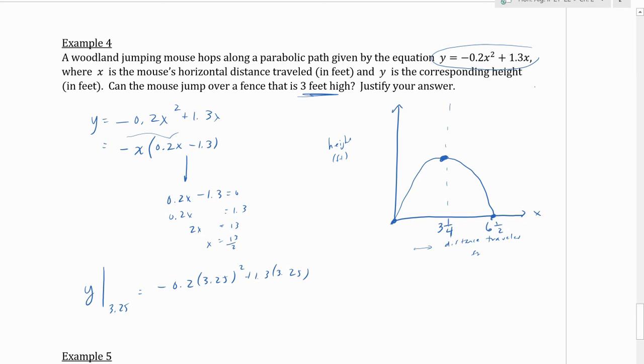Oh, I don't feel like doing this by hand. I don't have my calculator out. Ugh, I have to use the phone calculator. Let's see, 3.25. Square that, multiply it by 0.2. All right, so here's negative 2.1125 plus 1.3 times 3.25.